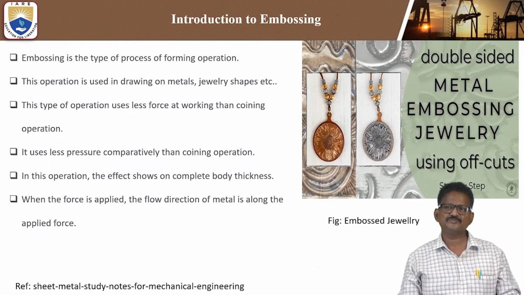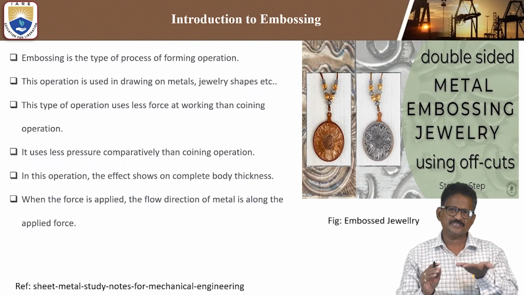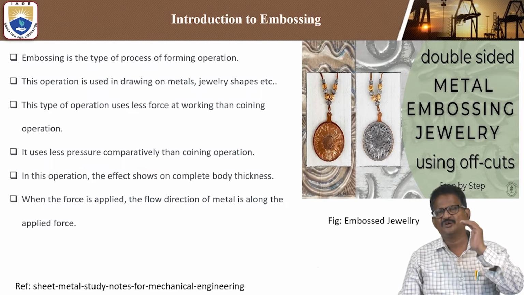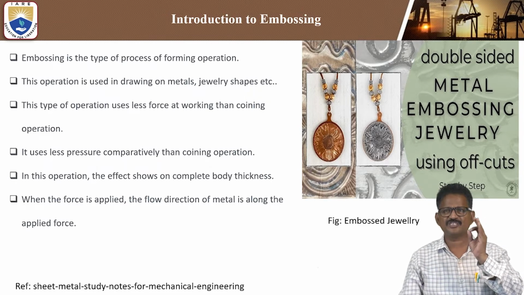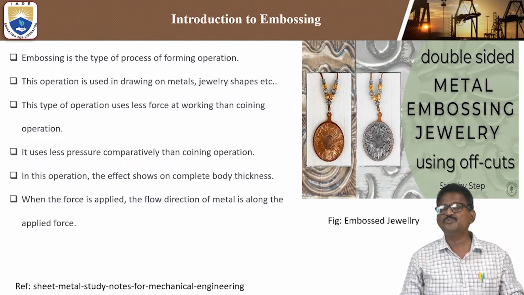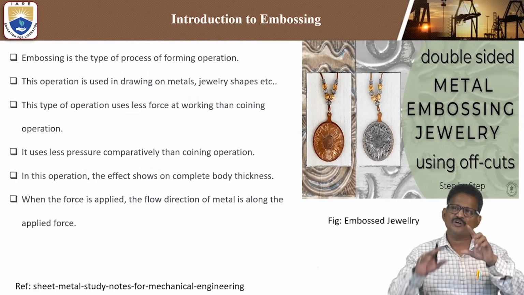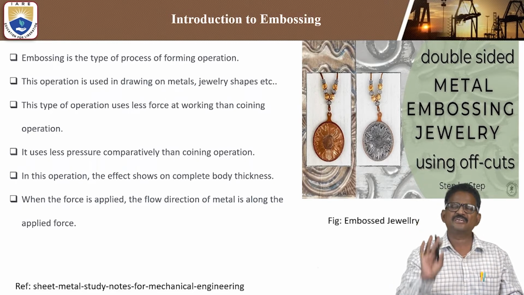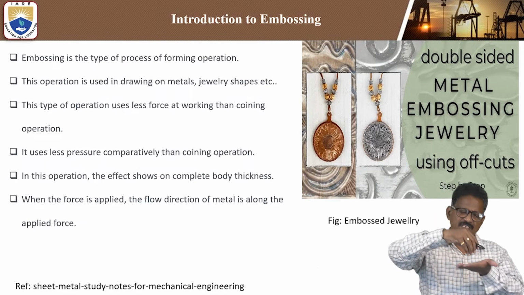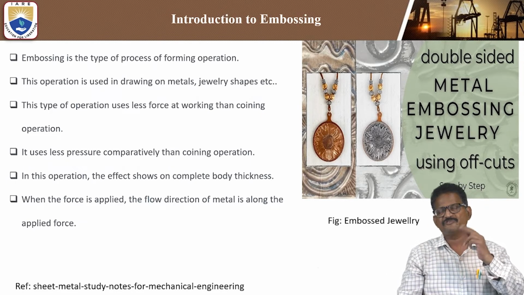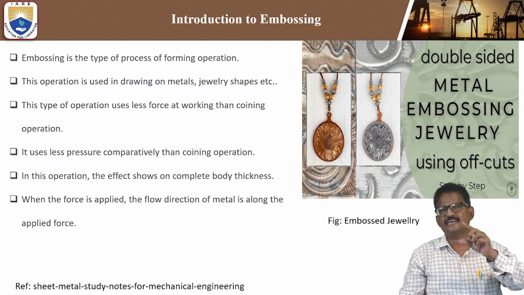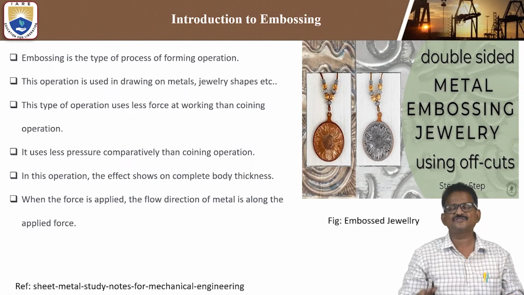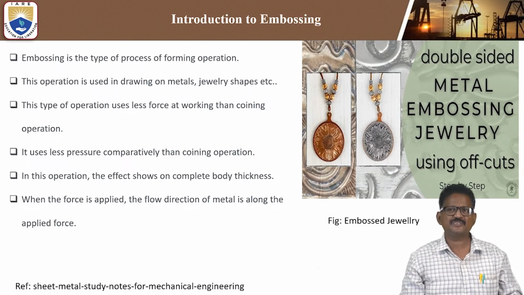Now, embossing means most probably one side. Embossing is a type of forming operation. In this operation, the drawing on the metals, most probably jewelry, ladies' ornaments, jewelry shapes, etc., can be done with embossing. One interesting application is advertising boards, sign boards and letter boards, which especially prefer embossed letters. One side is raised, and the other side is somewhat hollow. Whereas in coining, both sides will be different, head and tail. But in embossing, the shape on top forms a hollow on the back side, with raised letters only. That is the main importance of embossing.